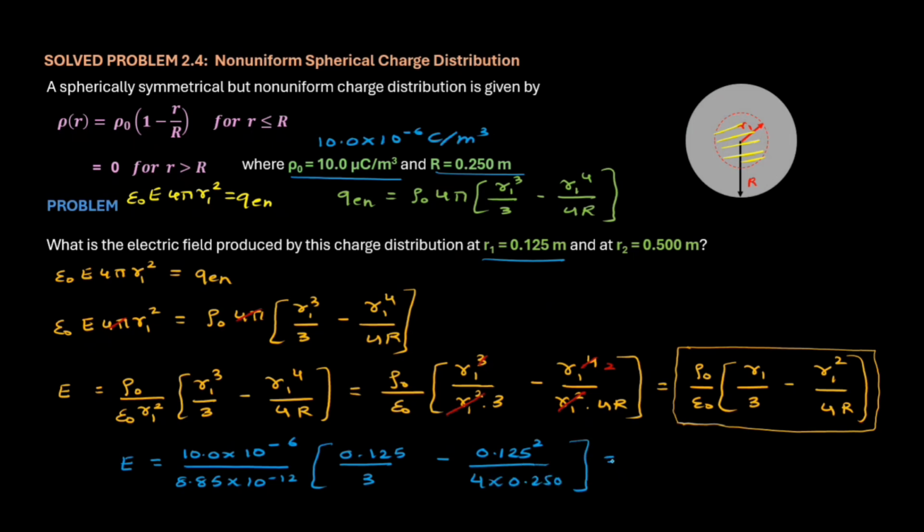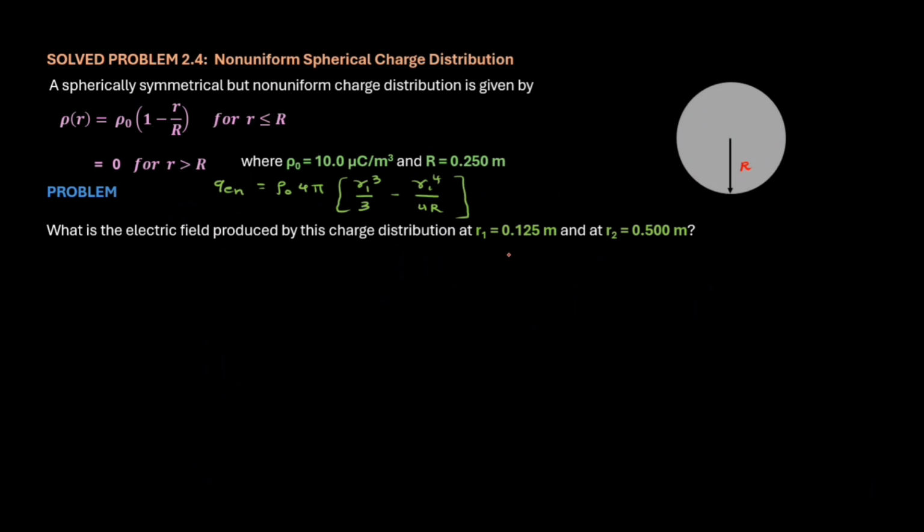And when you solve this, you get the magnitude of electric field intensity to be equal to 29425.6 Newton per coulomb. Or you can write this as 2.94 times 10 to the power 4 Newton per coulomb. So this is my electric field at a point, a distance r1 within the sphere. Now let's discuss the second part of the question, where we need to find electric field at a distance r2 equals 0.500 meter, which is outside the sphere.